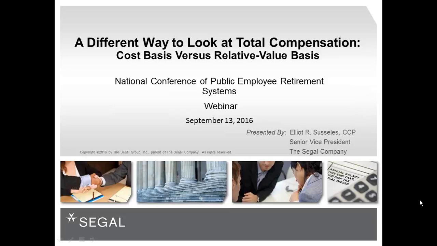of establishing relative benefit values, identifying peer employers, and how the data outcomes can facilitate better understanding among stakeholders.